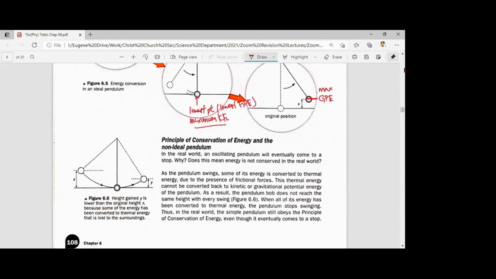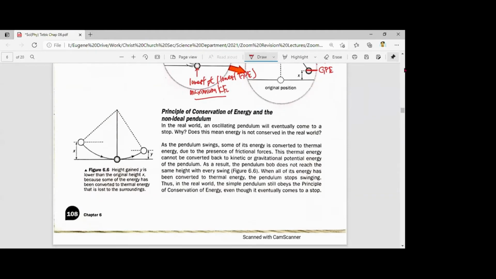But in real life, we know that this is not the case. You raise it up to X, and as it swings over, it will come to a point where the height is actually lower. It will not swing back to the original height. So why is it so? I need you all to take note of this. It is because some of the energy is converted to thermal energy. Why thermal energy? Because of frictional forces. What are these frictional forces? It's actually air resistance, friction with air.